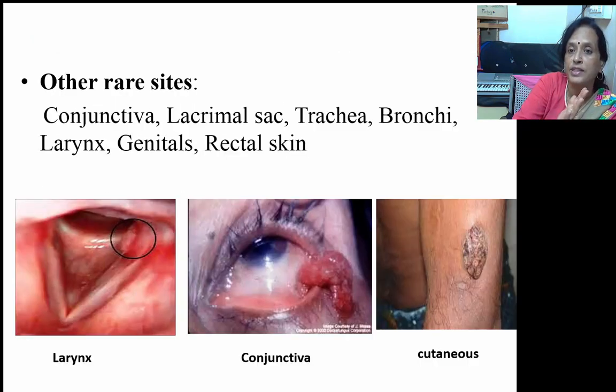Now we know that this can affect other sites also. There are rare sites where we can see this infection. What are these rare sites? Conjunctiva, that is a lacrimal sac, then trachea, then bronchi. See, from the nasopharynx it can go to trachea, it can go to bronchi also, and then the larynx, genitals and rectal skin. So we have seen one in the skin and one in the male genital, that is male urethra also, and one lesion affecting the eye. So rare sites also to be kept in mind, though nose is the very common site.